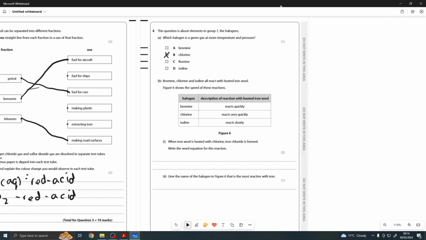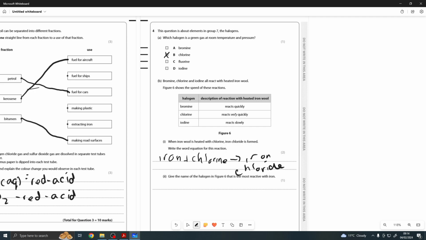They all react with heated iron wool. When iron wool is heated with chlorine, iron chloride is formed. Write a word equation. It tells you everything you need there, apart from the iron wool, which is just iron. So it's iron plus chlorine makes iron chloride. You get 1 mark for iron and chlorine, and 1 mark for iron chloride.